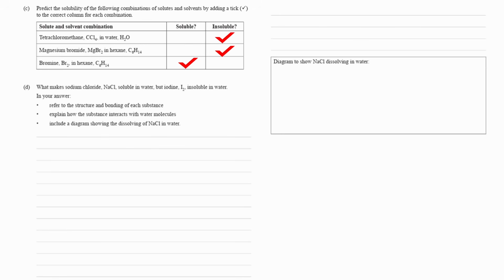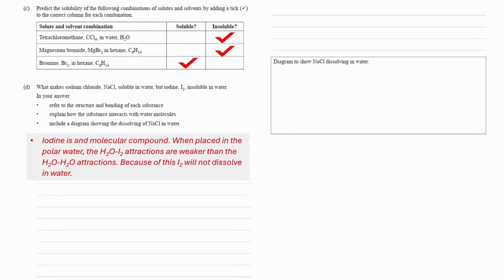Okay, what makes sodium chloride soluble in water but iodine insoluble in water? In your answer, refer to the structure and bonding of each substance, explain how the substance interacts with water, and include a diagram for sodium chloride. Okay, let's start with iodine. Iodine is a molecular compound.